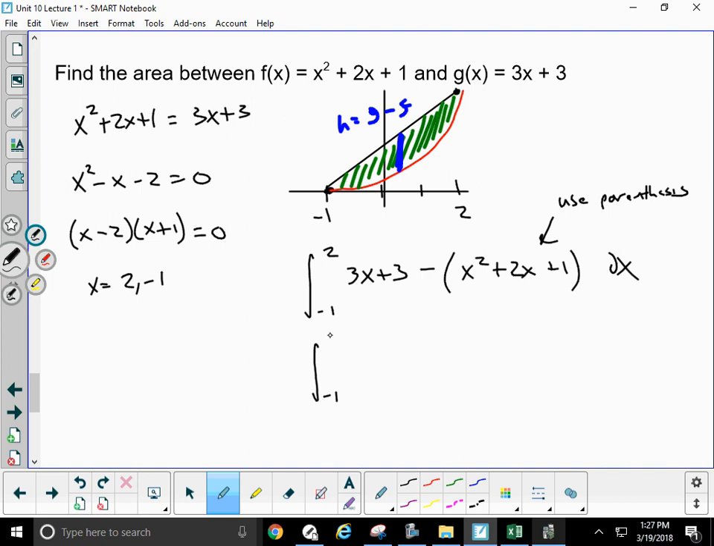You got negative 1 to 2 of negative x squared. That'd be 3x minus 2x, which is plus x, and 3 minus 1, which is 2. Okay? These are equivalent. And this is why we want to write it with one integral, because if you were to do this by hand with two different integrals, it'd take you a lot longer.